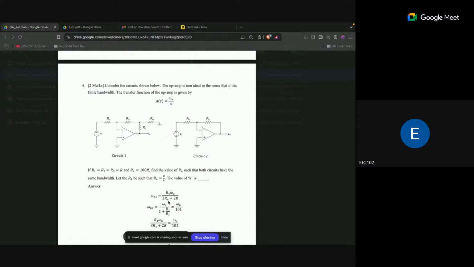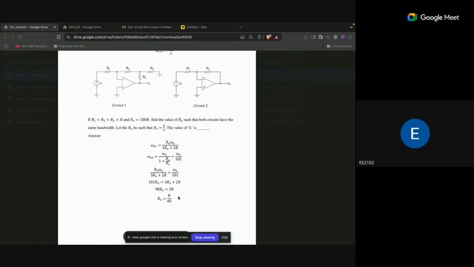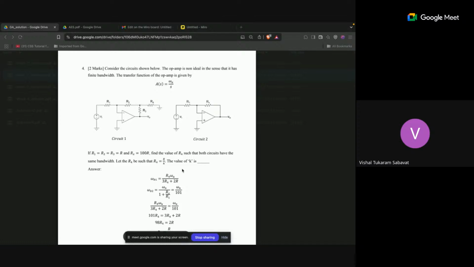Now you know the values of R1 and R2. Can you calculate the relation between omega b1 and omega b2? For example, maybe it is possible that omega b1 is equal to 2 times omega b2. I just assume that. Then I'll try to solve this part, and if I face any issues, I'll ping you. Yes, correct.